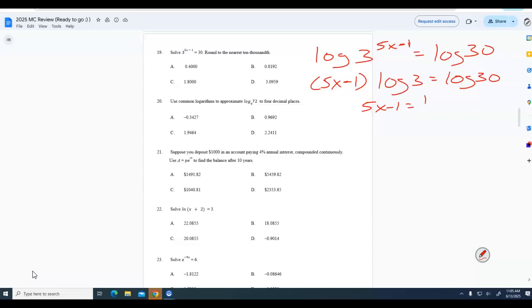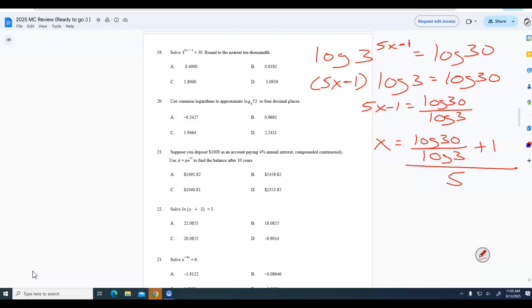So 5x minus 1 equals log 30 divided by log 3. And then we add 1 and divide by 5. So log 30 over log 3, plus 1, all divided by 5. You put that into your calculator. I'm sorry, not 1.95, excuse me. When you divide that in your calculator, you're going to get 0.819 is what your x is going to be. Sorry about that. 0.819, there we go. Answer is B.